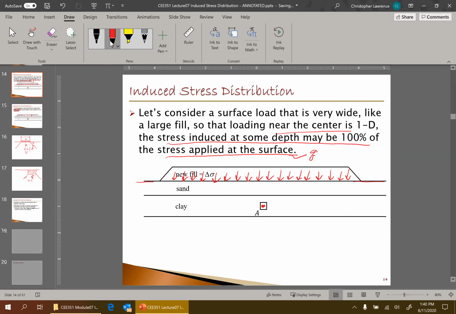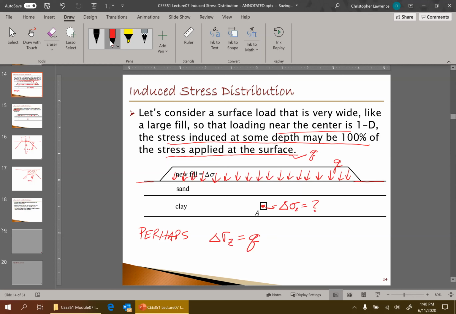So if Q is applied up here at the surface, then the question is, what is the change in vertical total stress? Or in other words, what is the vertical total stress that is induced by Q? Okay, and once again, if the load is very, very wide, and you're talking about a point of interest that is not influenced by the boundary conditions, so far away from the boundaries of the load, then perhaps delta sigma z equals Q.